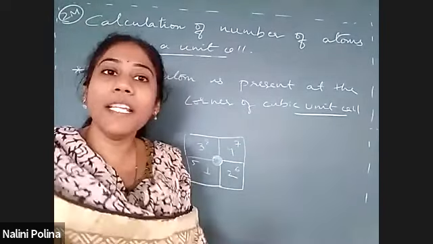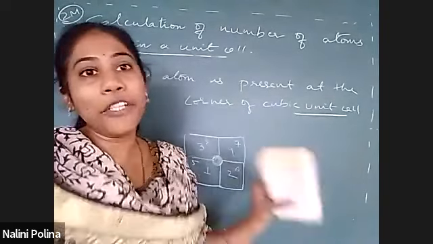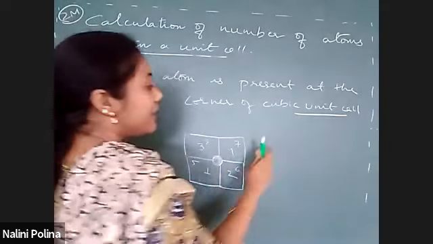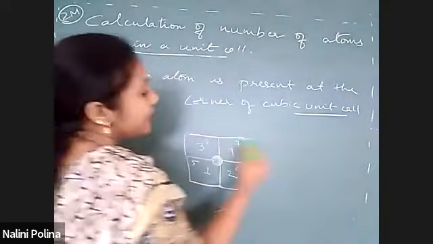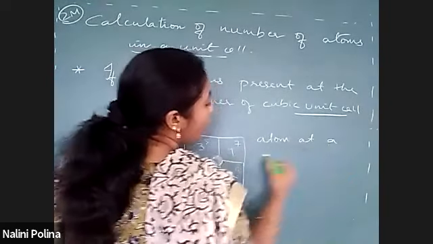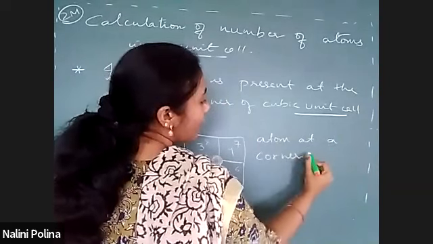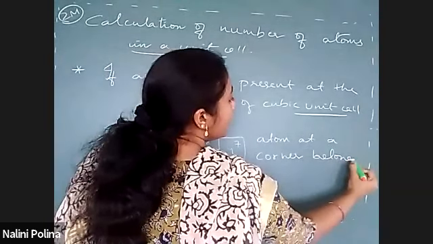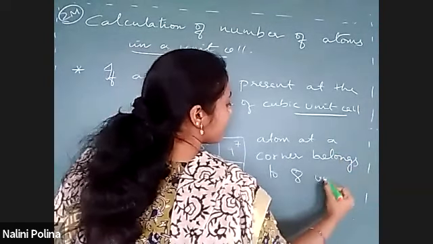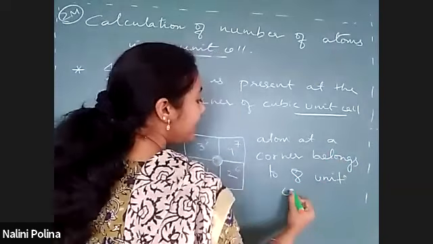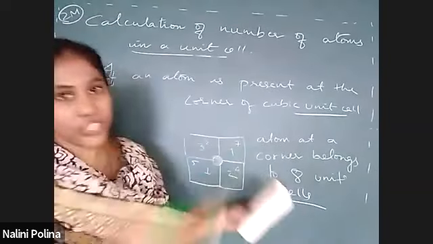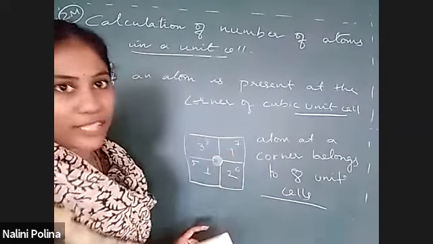Right, it actually belongs to all the 8 unit cells, right? So that is why what I can write here is, atom at a corner belongs to 8 unit cells. It belongs to 8 unit cells. Okay, so this point is very important. Adu hege anta you should just visualize. Okay, I help you for the visualization aste.